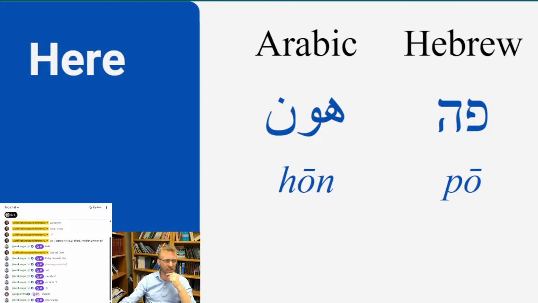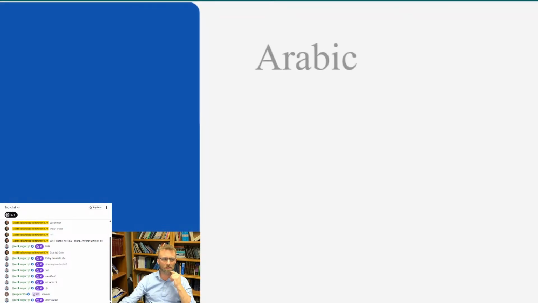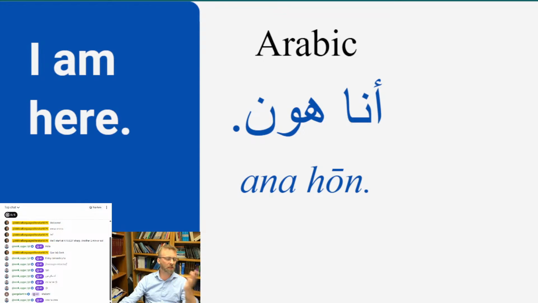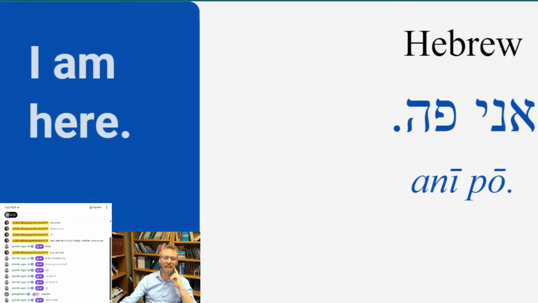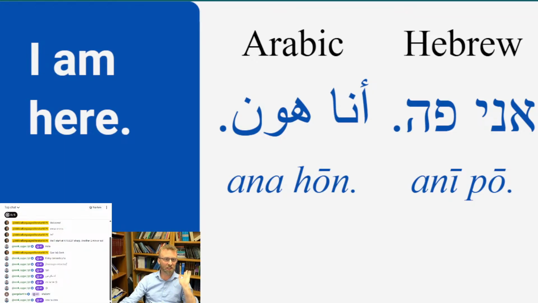Po means here in Hebrew, and in Arabic, we've got hon. And then to say I am here, we say ani hon, I'm sorry, I'm mixing up Hebrew and Arabic now. I'm rushing. So ana hon in Arabic, and finally, in Hebrew, we have ani po. This is hard when you're doing two languages and then reading chats and flipping through slides and all that. So I apologize for the little mix-ups there.